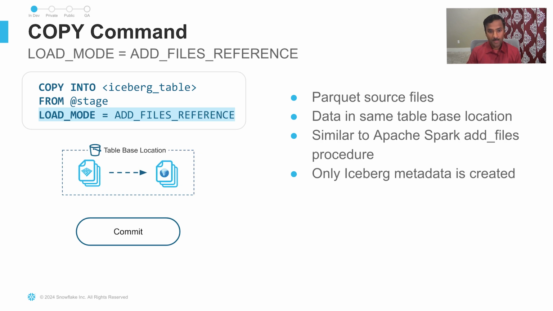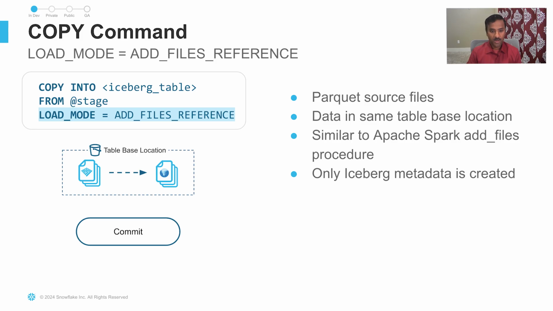The final way to use copy to load data into Iceberg tables is using the load mode with the value add files reference. The syntax for this is copy into your Iceberg table from your stage with load mode equals add files reference. This option is similar to add files copy and also does not support transforming data before it is loaded into the Iceberg table. You should use this option when the source Parquet files are already under the table's base location and can be used as is. It is also ideal if the source files are following the sizing recommendations for optimal query performance.